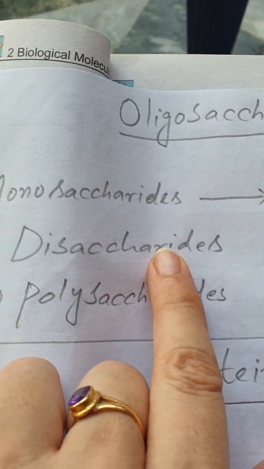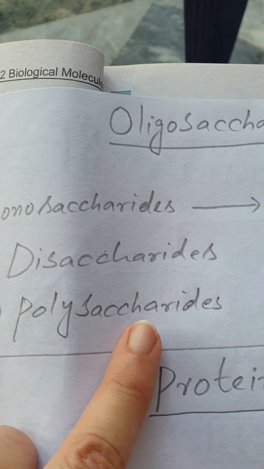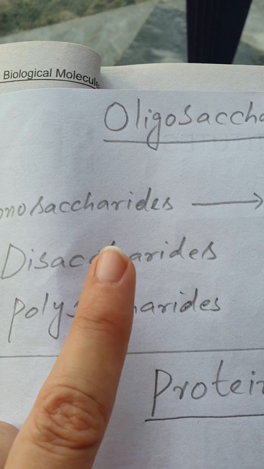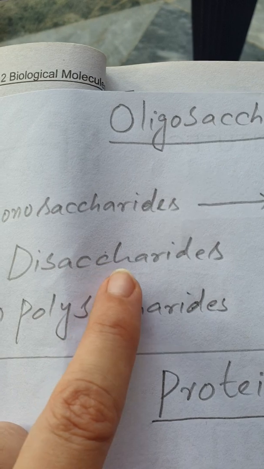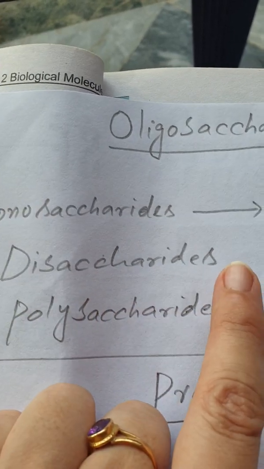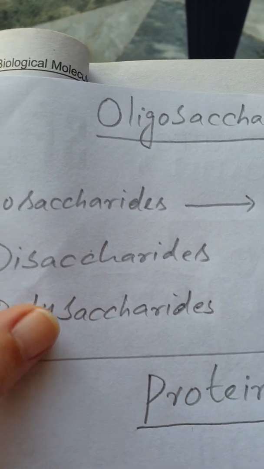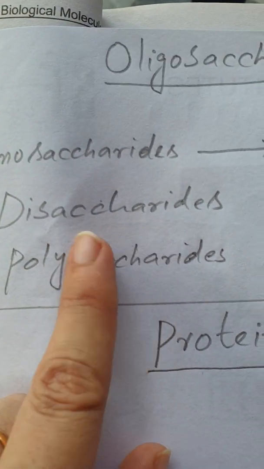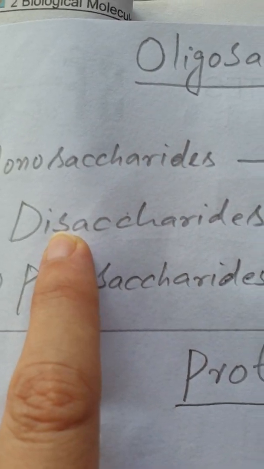Oligosaccharides then can be divided into two categories, that is the disaccharides and polysaccharides. Disaccharides are the oligosaccharides made up of the combination of the two monosaccharides. When two monosaccharides combine, a bond between them is formed, and their bond is known as glycosidic linkage or glycosidic bond. The glycosidic bond combines the two monosaccharides and they form one oligosaccharide or disaccharide.